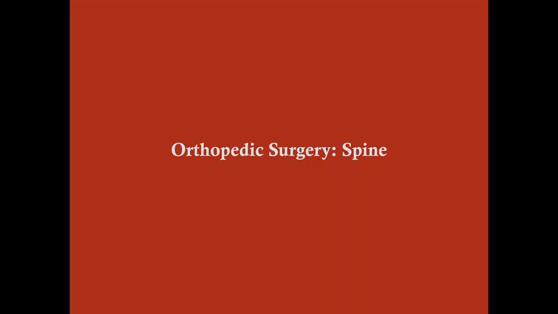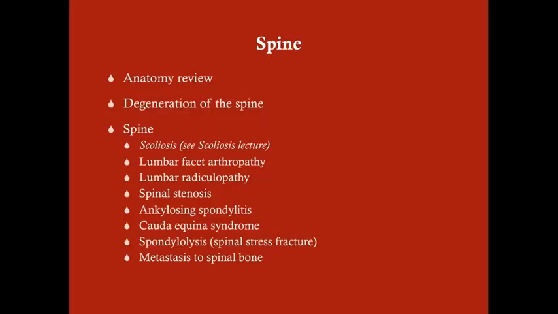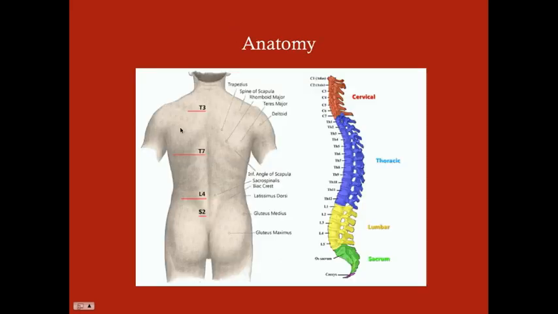So we'll go over some of the orthopedic disorders related to the spine here, and we'll do, as always, a quick anatomy review. We'll talk about the degeneration of the spine just due to simple aging, and then we'll talk about 7 disorders of the spine. The one we're not going to talk about, but is a very important one, is also the most common disorder of the spine, scoliosis, and I gave an entire section to scoliosis. So mostly focus on the right here.